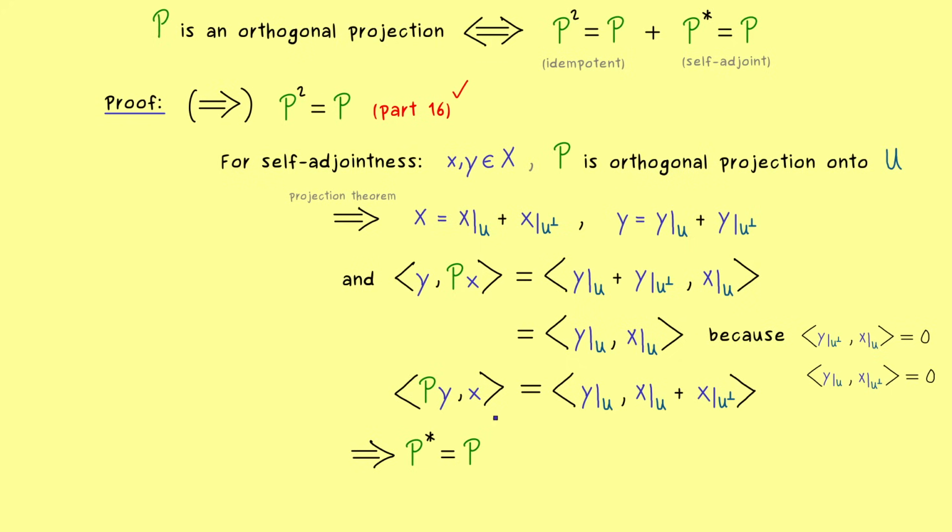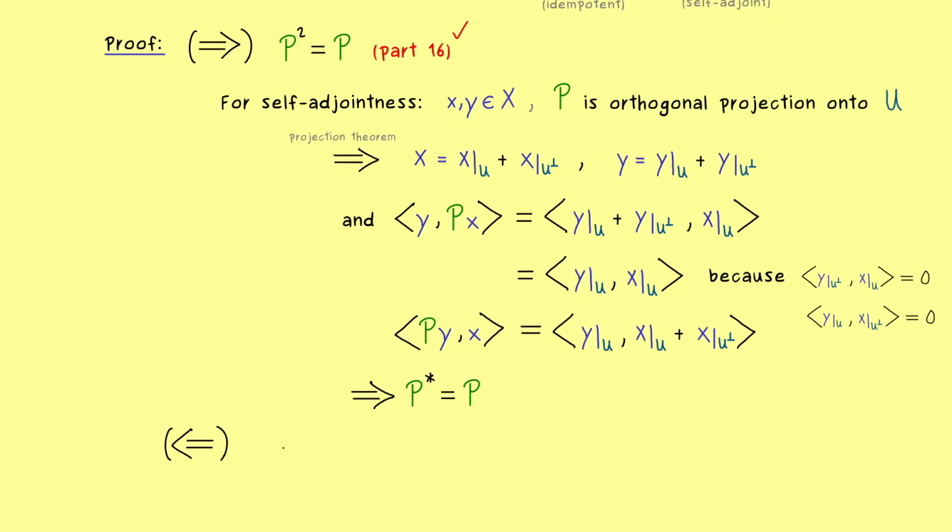However, it also works the other way around. If we have the idempotency as well, then we need to have an orthogonal projection as well. So this will be the next part in our proof. And in fact, also here, we can already use what we know from part 16, namely the relation between the kernel and the range for orthogonal projections.